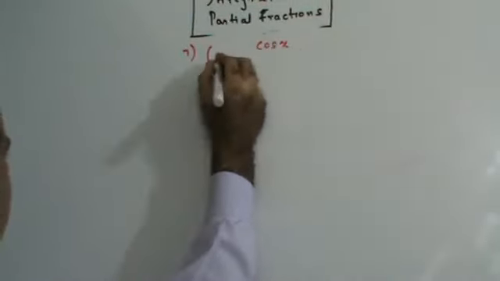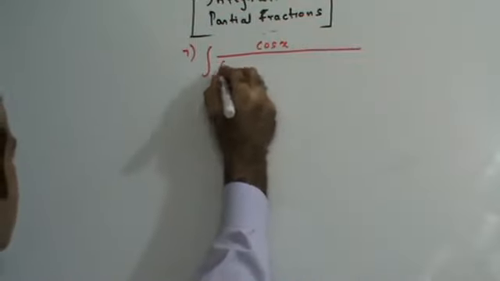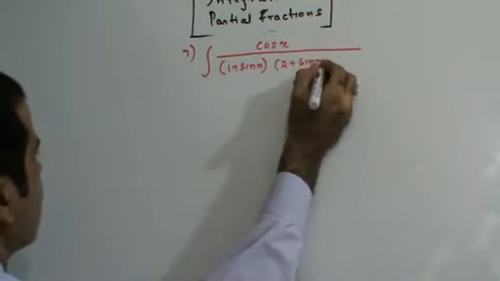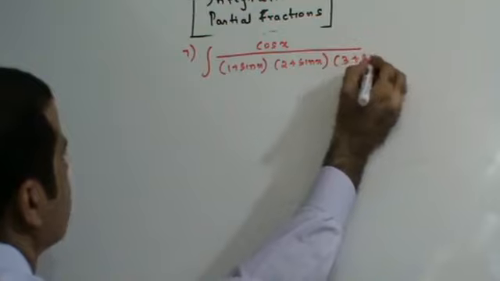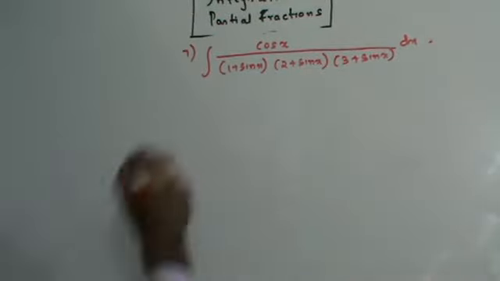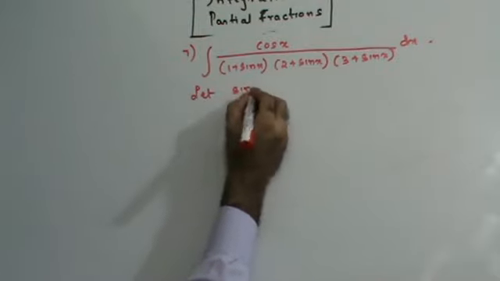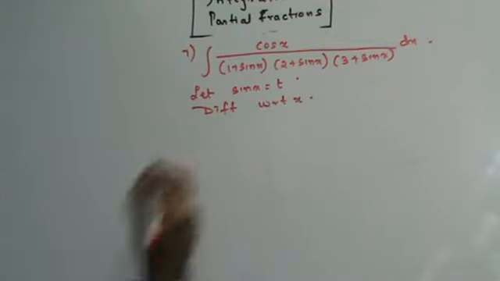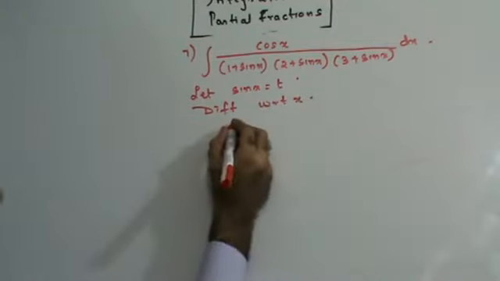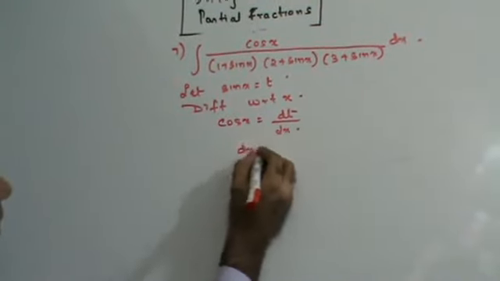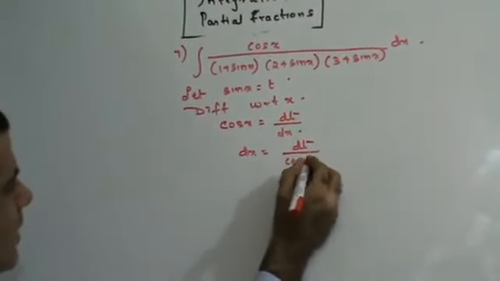Integral of cos x upon (1 plus sin x)(2 plus sin x)(3 plus sin x) dx, right? Let us assume let sin x be equal to t. Differentiate with respect to x. So in that case d by dx of sin x is cos x, which is dt by dx. So dx is dt upon cos x.